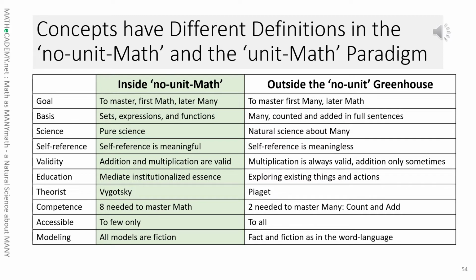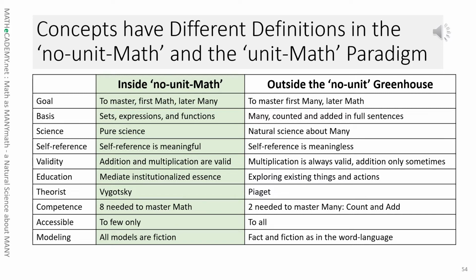The goal of mathematics education. Inside, it is to master first mathematics, later many. Outside, it is to master first many, later mathematics. The basis of mathematics. Inside, it is sets, expressions, and functions. Outside, it is many, counted and added, and reported in full sentences. What kind of science is mathematics? Inside, it is a pure science. Outside, it is a natural science, about many.